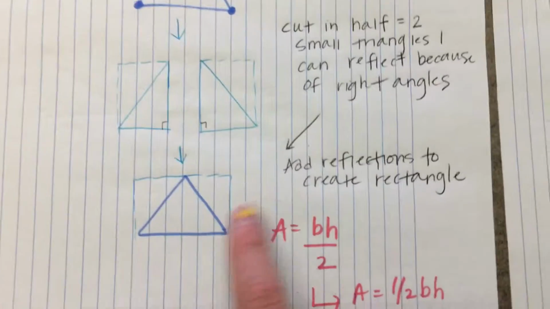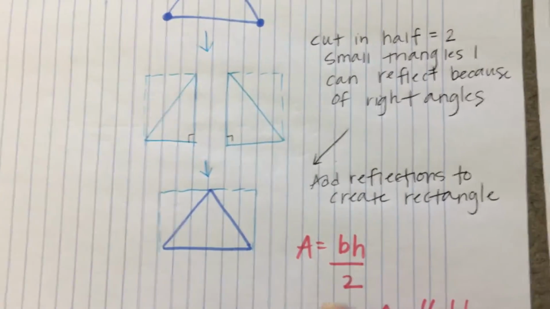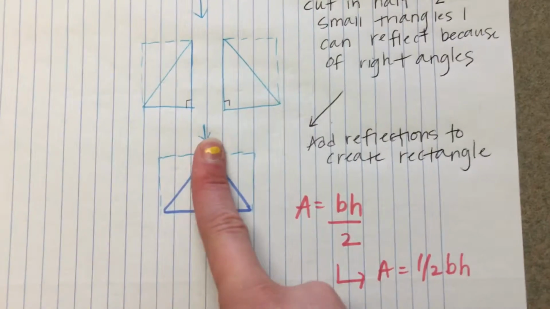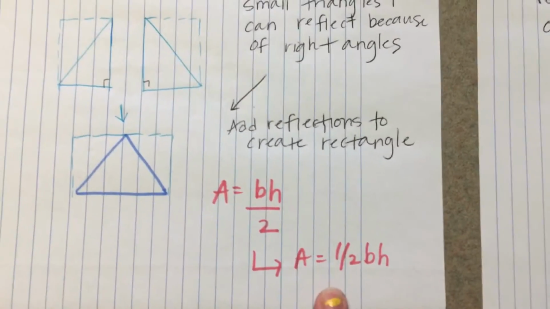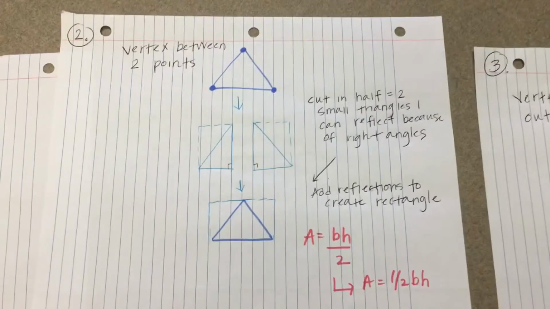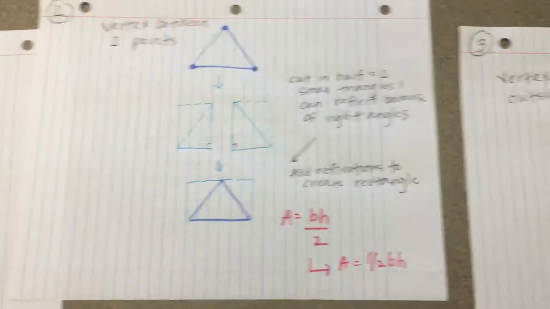So again, I create a rectangle after I cut in half to visualize that I can double them. In my new rectangle, we know that the area is base times height. When we divide it by 2, because of the half, I get area equals 1/2 base times height. So that is the area of a triangle with the vertex between 2 points.